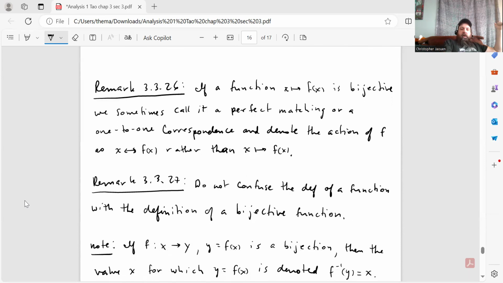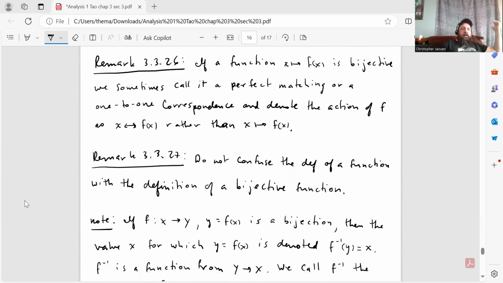Right, just a few more remarks here, and I think we're done with the section. Right, remark 3.3.26. If a function x to f of x is bijective, we sometimes call it a perfect matching or a one-to-one correspondence, as opposed to a one-to-one function. We call it a one-to-one correspondence if it's bijective, and denote the action of f with the double arrow instead of the single arrow.